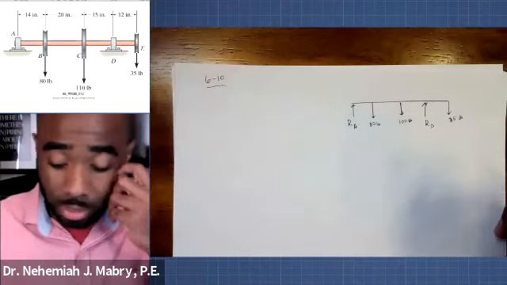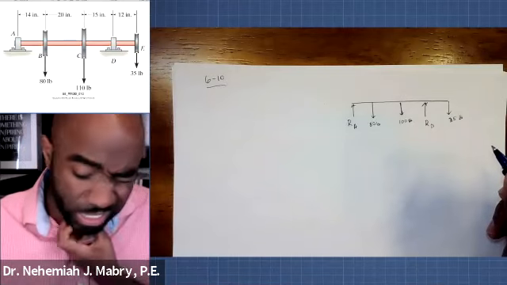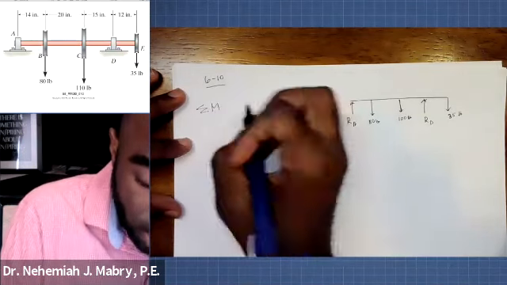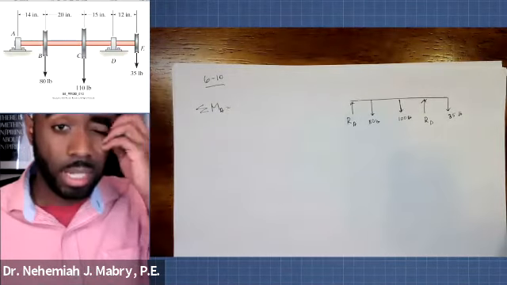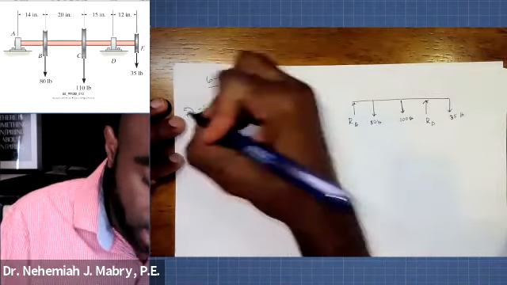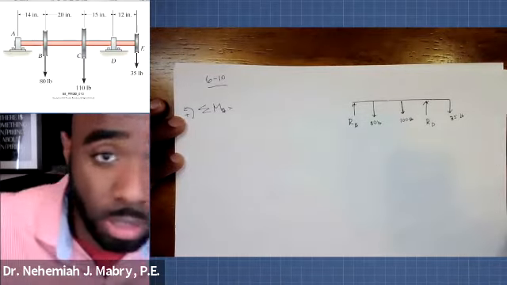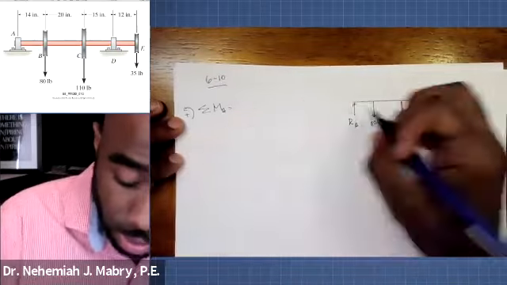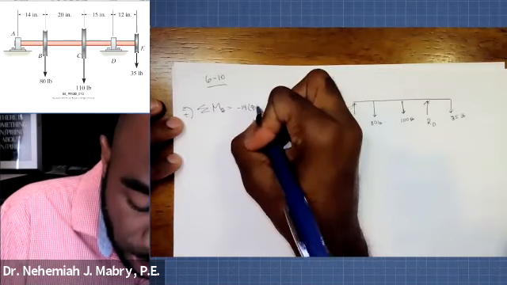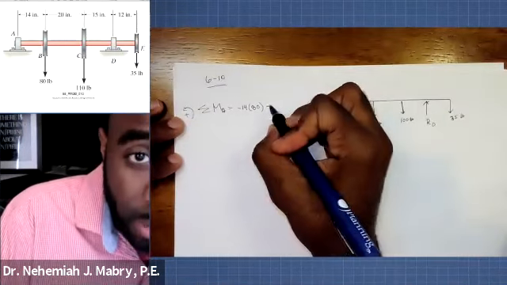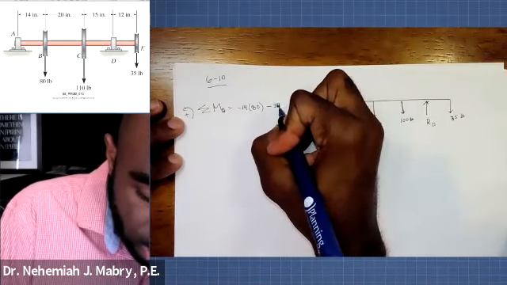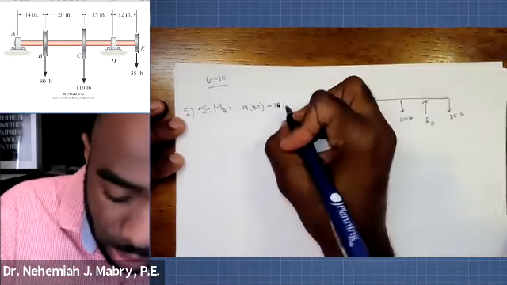Let's solve for our reactions. Let's do what we typically do in all these cases: sum the moments around A, calling that the positive direction. First things first, 14 is going to create a negative. So negative 14 inches times 80. This is going to cause another negative, so negative 14 plus 20, which is 34. 34 times 110.